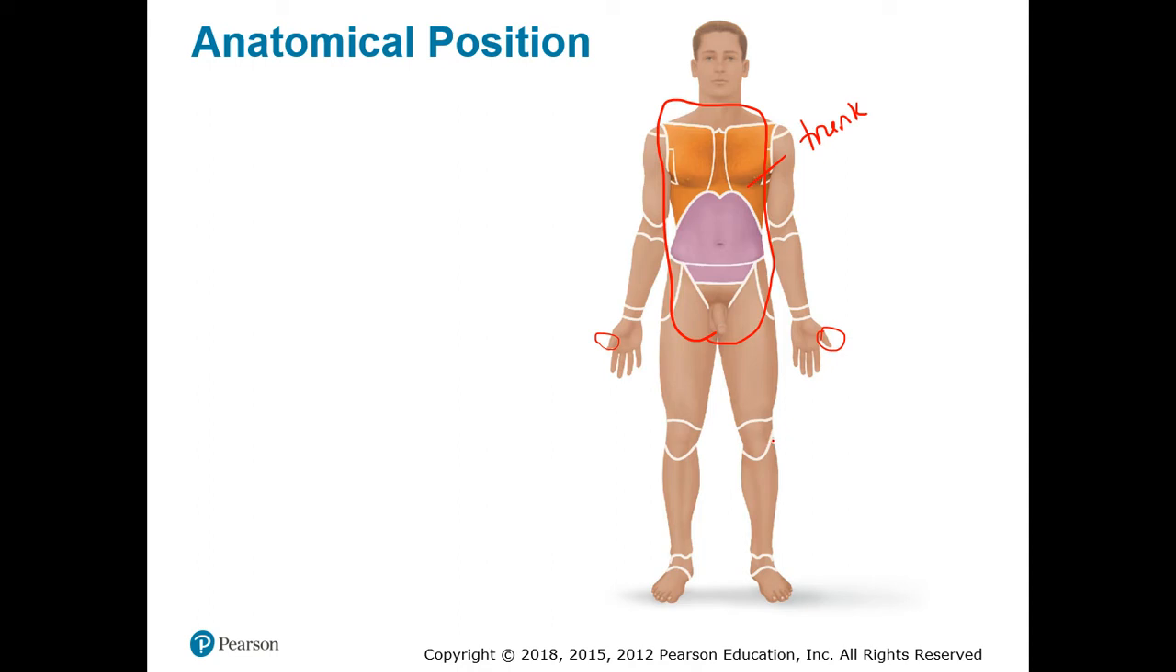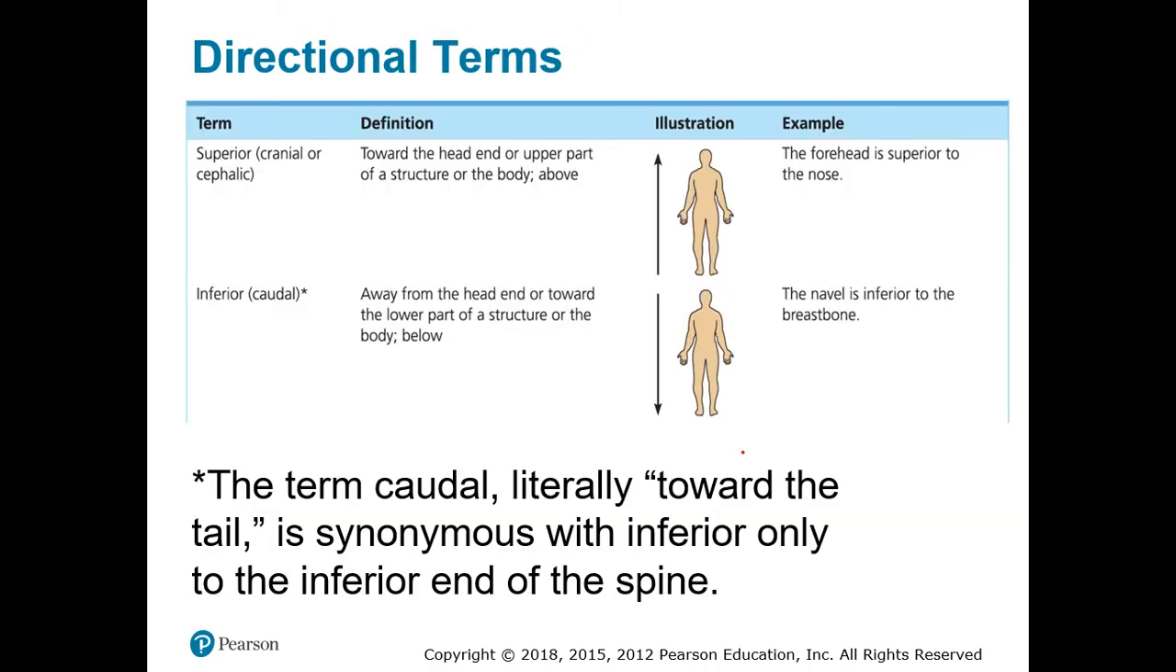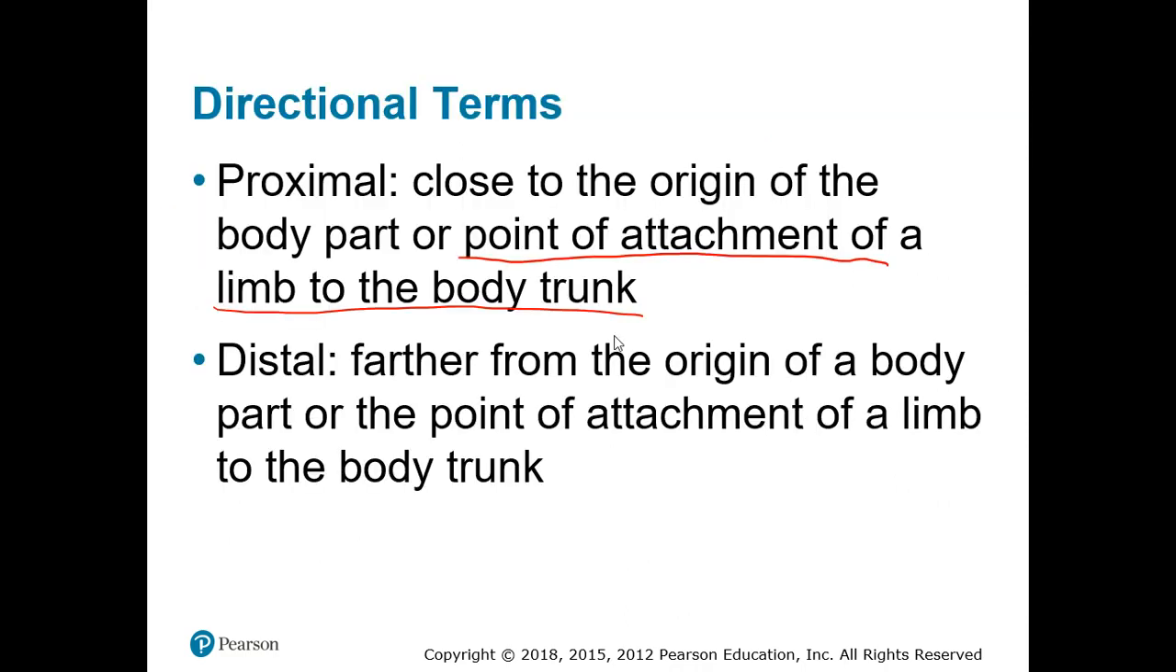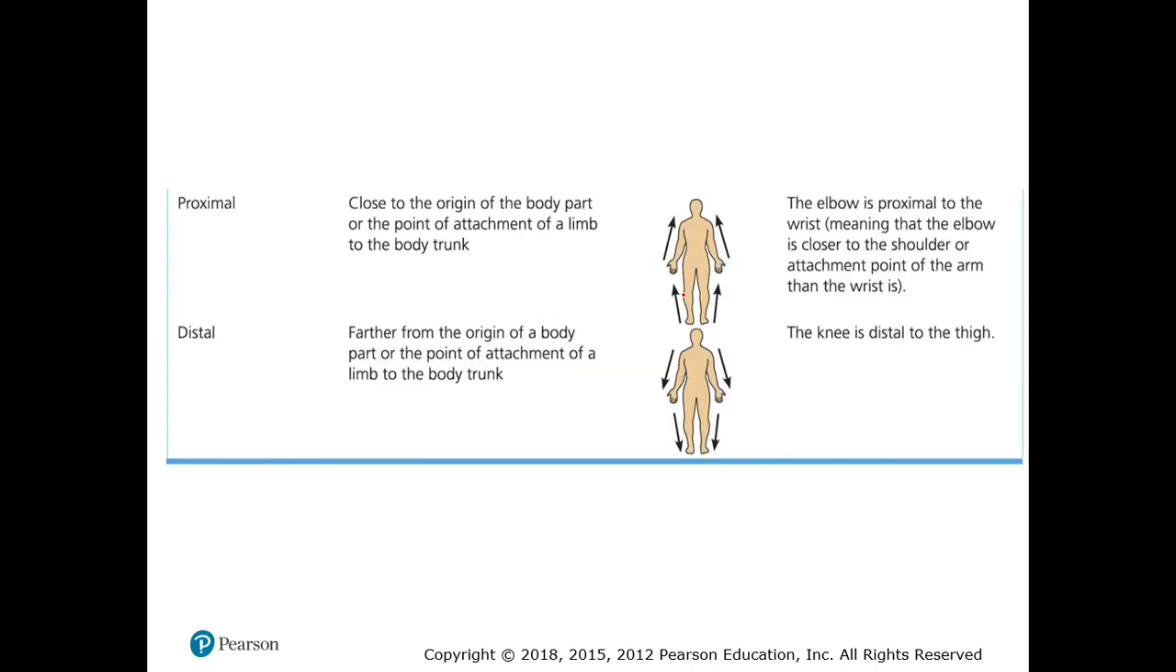Distal, on the other hand, means farther away. So, your ankle is distal to your knee. It means your ankle attaches further down than your knee does. So, this is why people often have confusion with these terms, because they forget it usually has to do with a limb. Here's the one that your book uses. Your elbow is proximal to your wrist. So your elbow is closer to your shoulder or point of attachment than your wrist is.